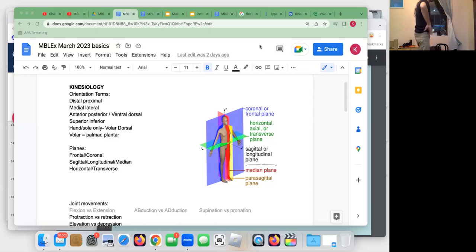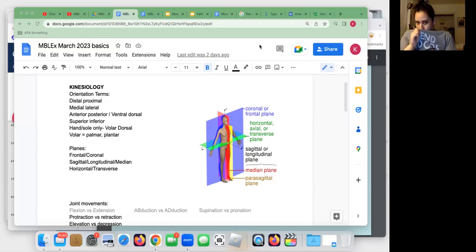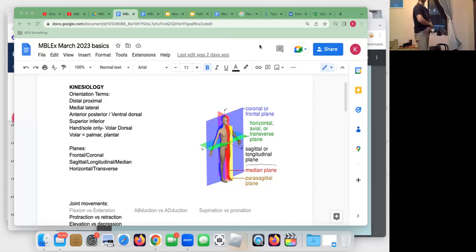Now just the hip joints. So I'm flexing the hip joints, right? And I'm extending through the hip joints.